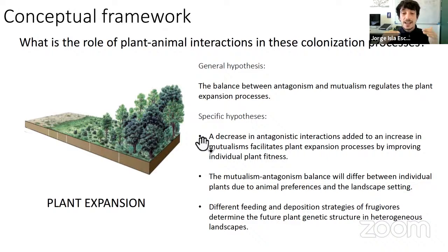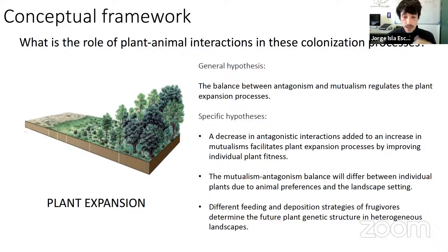That means that a decrease in the effect of the antagonistic interaction, added to an increase in mutualistic ones, facilitates the plant expansion processes by improving the individual plant fitness. And the second hypothesis that we have, because we have an individual point of view, not the species point of view, we focus on the individuals within a species, is that the mutualistic-antagonistic balance will differ between individual plants due to the animal preferences and the landscape settings.